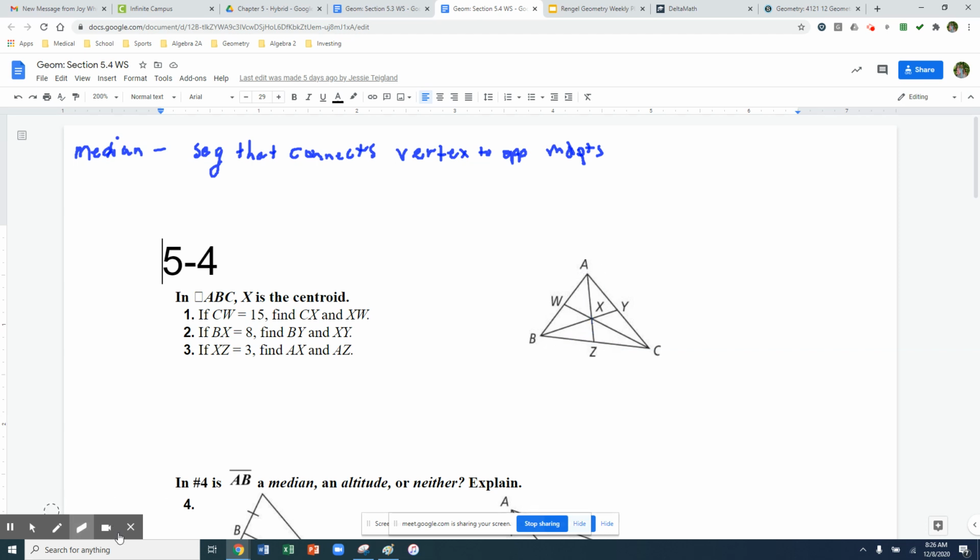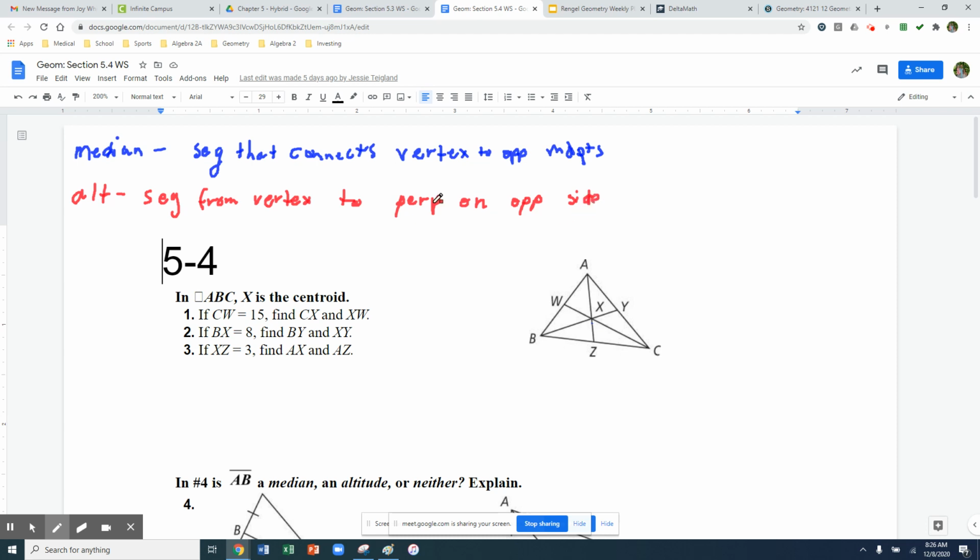Next is going to be the altitude. So your altitude of your triangle, which I'm just going to abbreviate as ALT, is going to be a segment from vertex to a perpendicular on the opposite side. And we'll look at what that is here in just a second.